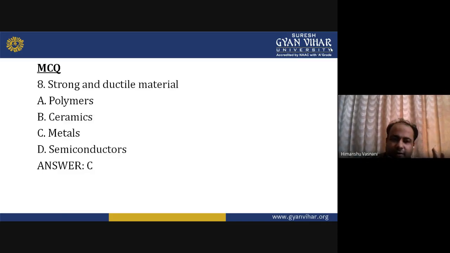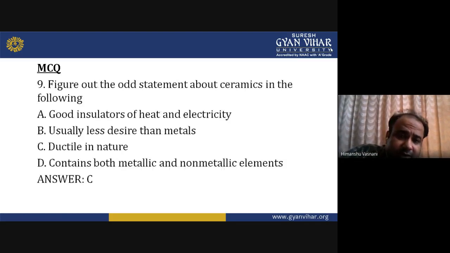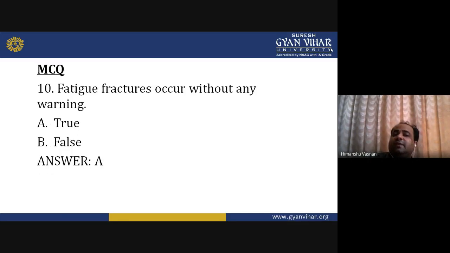Stronger ductile material metals. But the odd statement about ceramics is that ceramics are ductile in nature. This is an odd statement; ceramics are not ductile. You find out the odd statement about ceramics in the following. The answer is C. Fatigue fractures occur without any warning. Any guesses? It is true.